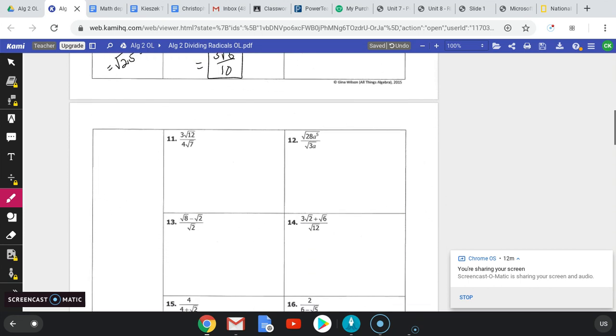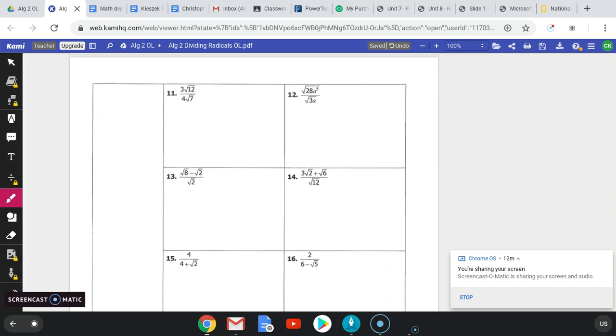Let's look at another one. Let's look at number 11. 3 square root of 12 over 4 square root of 7. Again, it's a monomial, so you multiply top and bottom by the square root of 7. When I do that, on the top I get 3 square root. Now I can multiply 12 and 7 to get me 84. Now on the bottom, when I do square root 7 times square root 7, just like what we did before, I get 7, so the bottom becomes 28.